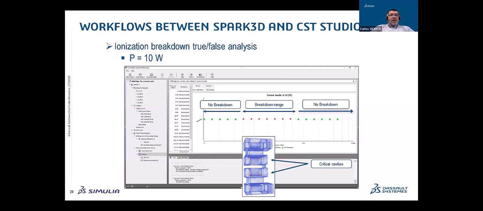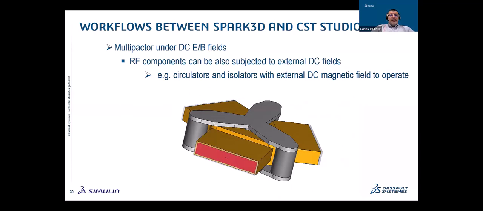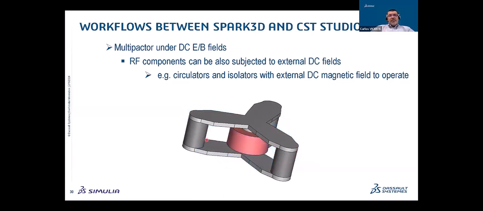The last workflow I just want to mention briefly is the one related to multipactor under magnetic or electric DC fields. So there are some components that are subjected to DC magnetic fields. For instance, the case of circulators and isolators. Here, this is the model of a circulator from CST, where you can really see the magnets on the side, the permanent magnets.